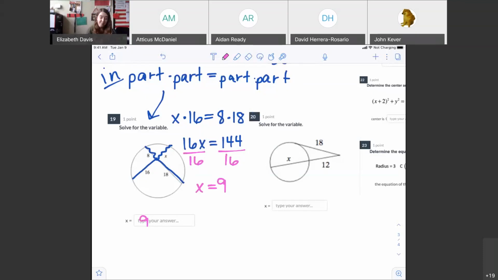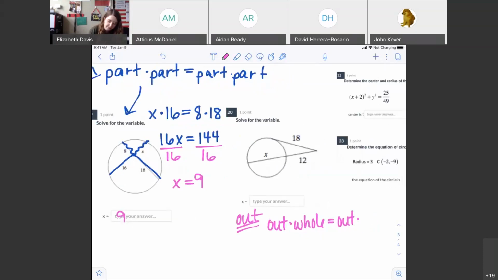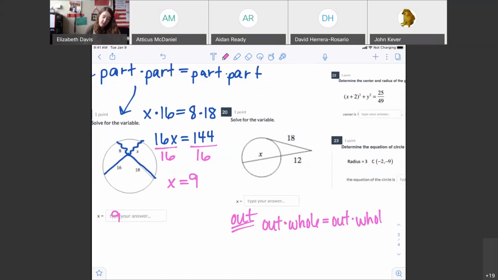Okay, on number 20. Since part of my segments are outside, that means we're going to have the outside part times whole equals the outside part times the whole. So go ahead and try number 20.